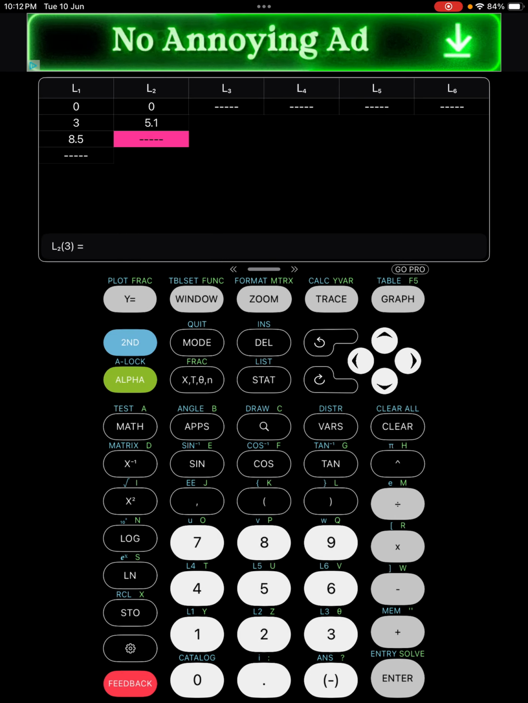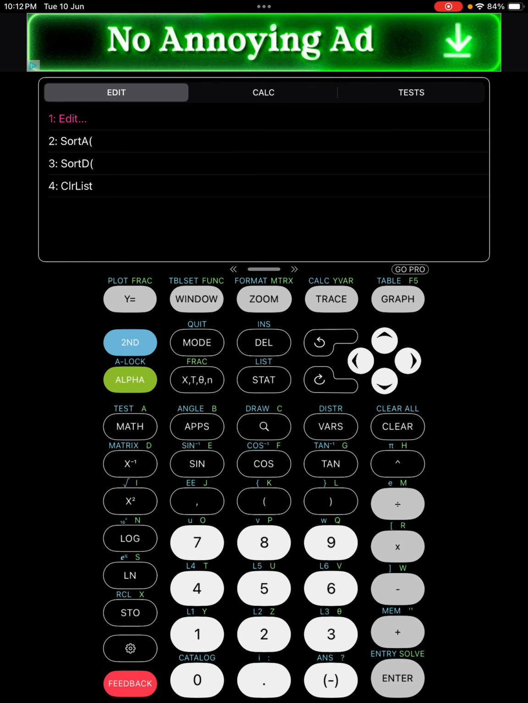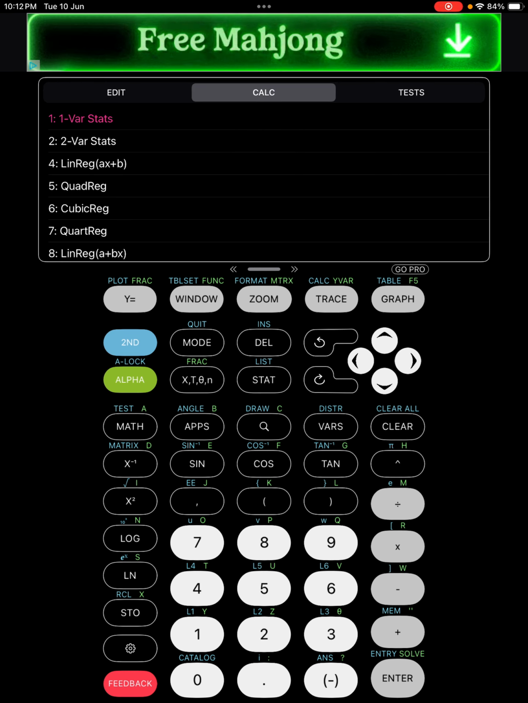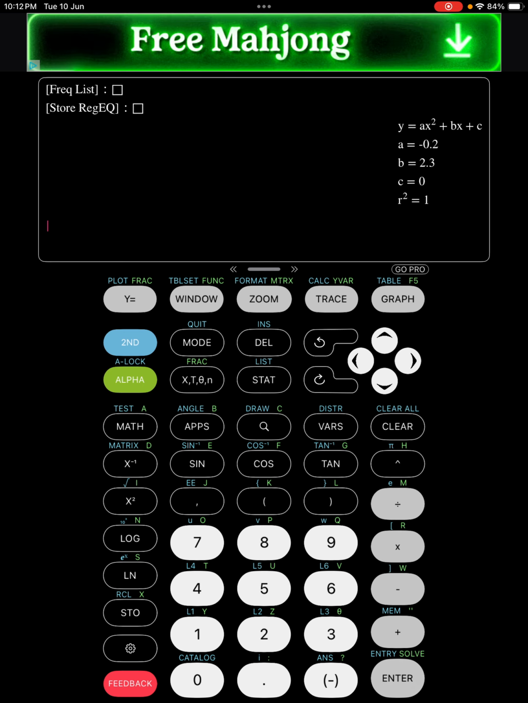The terrible ads are back. Oh wait, why is 5.1 not written here? Okay, let's try again. So we're going to go to stat, go to calc, quadratic regression, enter. Okay, now this works.